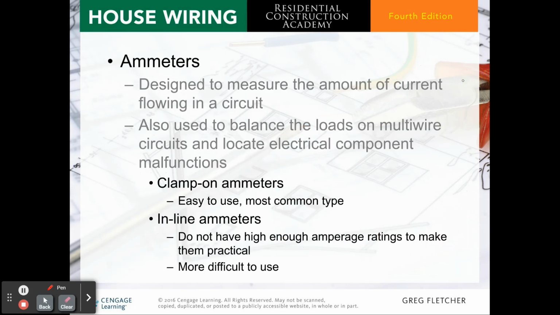Ammeters are designed to measure the amount of current, or amps, flowing in a circuit. They're also used to balance the loads on multi-wire circuits and locate electrical component malfunctions. In this case, an ammeter would be used if you believe a certain component is consuming too much. Clamp-on ammeters are easy to use and the most common type. Inline ammeters do not have high enough amperage ratings to make them practical, and they're more difficult to use.